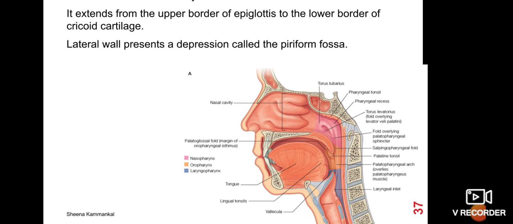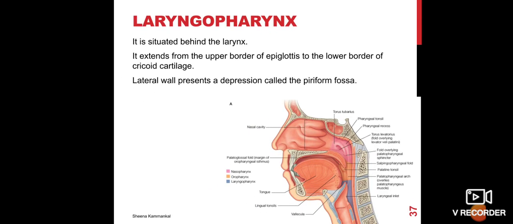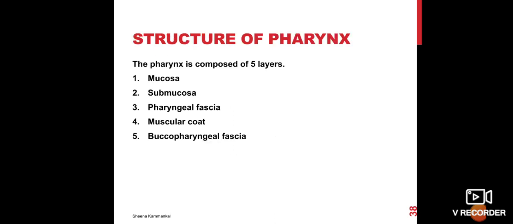This piriform fossa is the one and only feature present on the lateral wall of the laryngopharynx. So while comparing these three areas, the nasopharynx has more features, and the laryngopharynx and the oropharynx have only one feature on their lateral wall. The piriform fossa has some clinical importance because the nerve which is supplying the larynx, called the internal laryngeal nerve, is lying just beneath the mucous membrane of the piriform fossa. So any damage to this nerve can cause sensory loss to the upper part of the larynx.